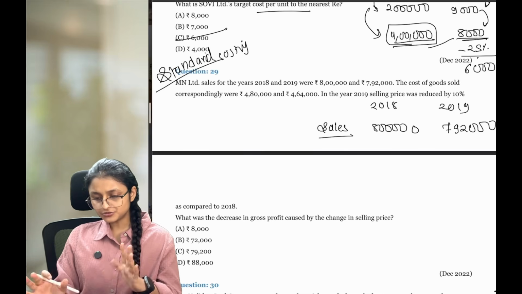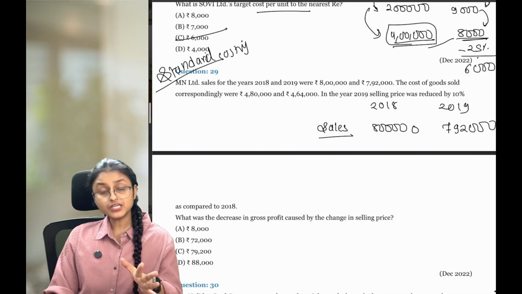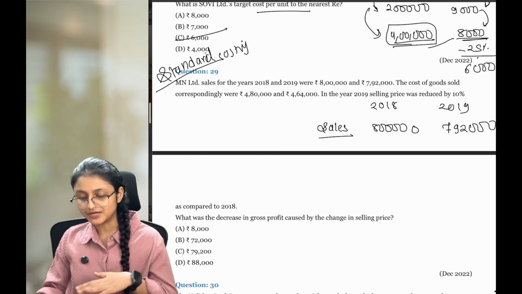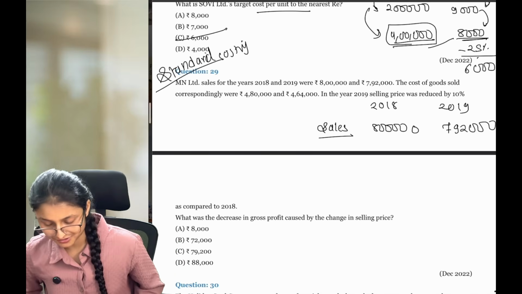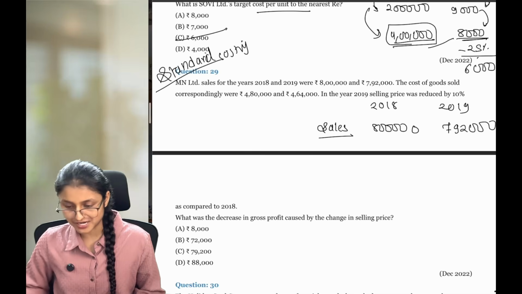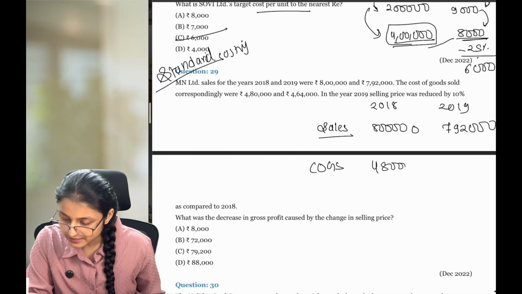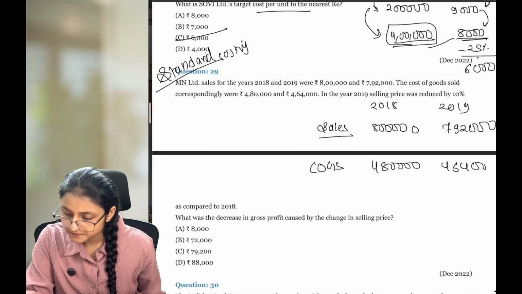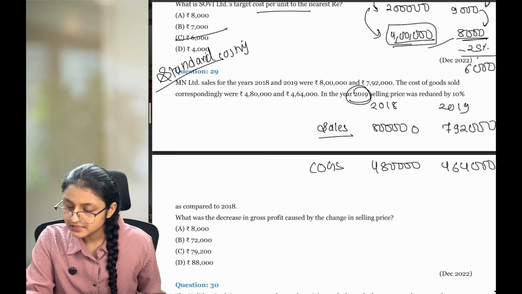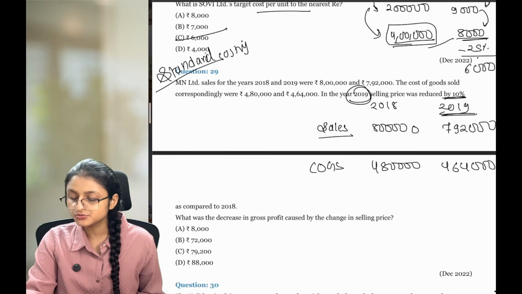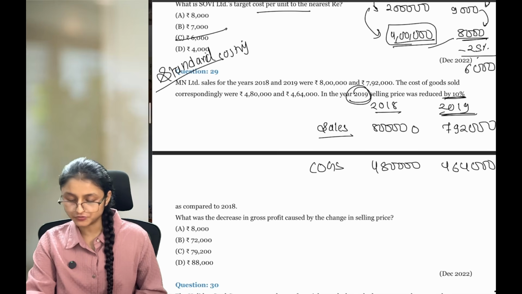But if you see this question like this only, you'll feel that it is a question of decision making, but you have to understand the base to understand that this is not a question of standard decision making, it is a question of standard costing. So with that, they are also providing us cost of goods sold, 4,80,000 here and 4,64,000 here. In the year 2019, selling price was reduced by 10%. In 2019, we have reduced the selling price by 10% as compared to that of 2018.